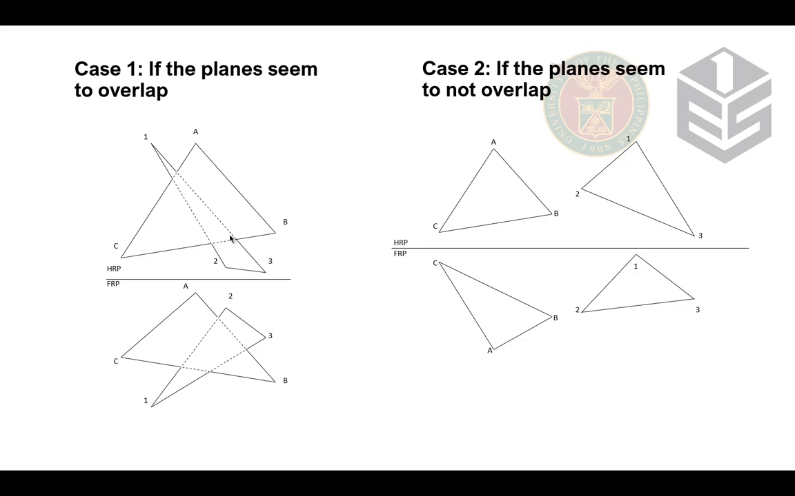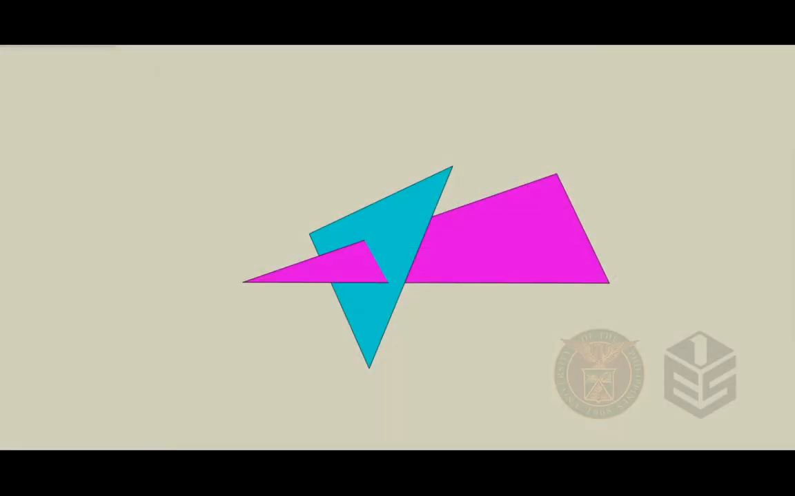In this video, I'll be showing case 1 first, when two planes seem to overlap. Then in another video, I'll show in more detail what case 2 is all about. So to begin, let's start with a visualization of case 1, where the two planes seem to overlap with each other. Okay, so let's take a look at these two planes, the blue triangle and the pink triangle.